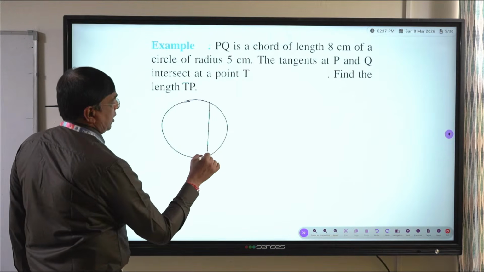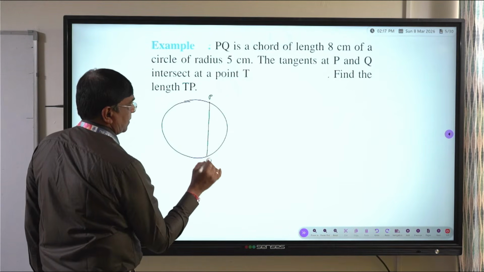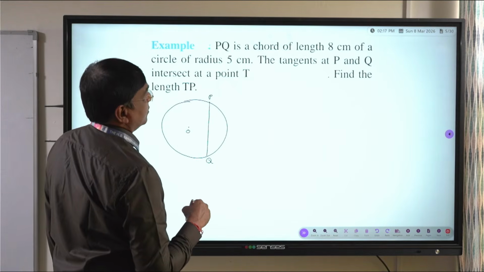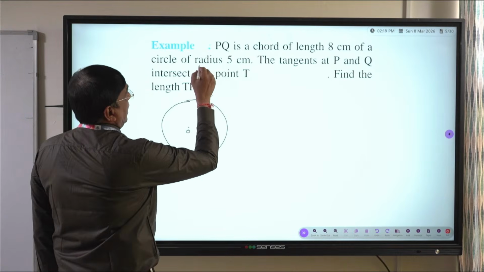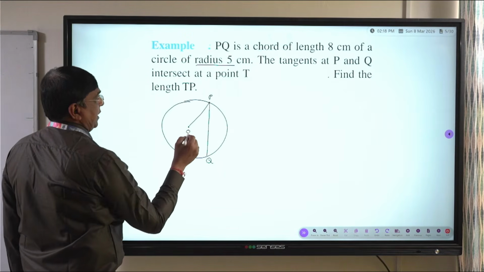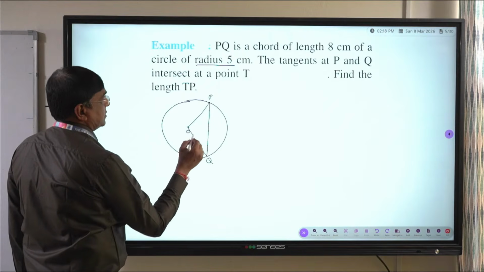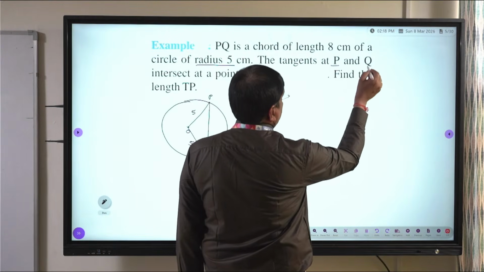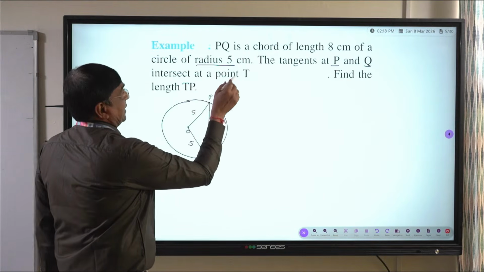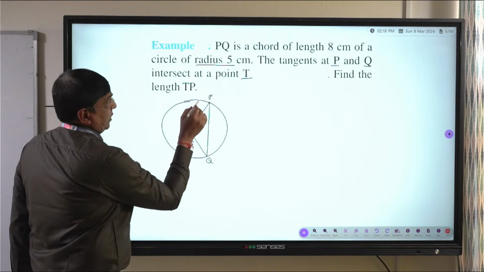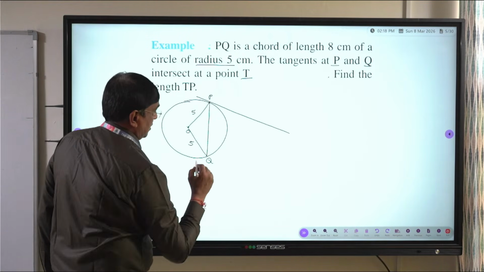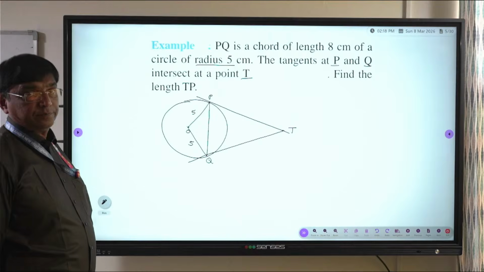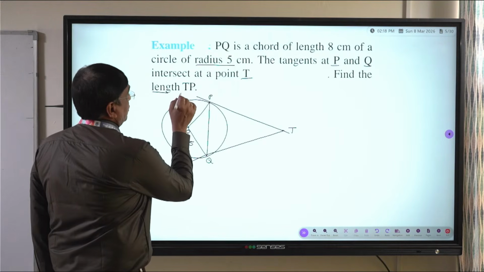So PQ is a chord of length 8 with center O and radius given 5. So we can say OP is a radius, OQ is a radius, it is 5, 5. The tangents at P and Q intersect at point T. So tangent from P and Q, that is T. Find the length of TP.